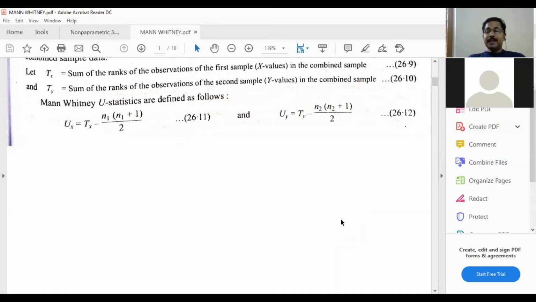Here Ux is Tx minus n1 into n1 plus 1 by 2. You are subtracting a factor; actually, it is the mean. You subtract the mean from Tx because this is a binomial situation. You are ranking, considering the plus and minus sides. Plus minus means it is binomial. So it is Tx minus its mean, n1 into n1 plus 1 by 2. Similarly for Uy, it is Ty minus n2 into n2 plus 1 by 2.